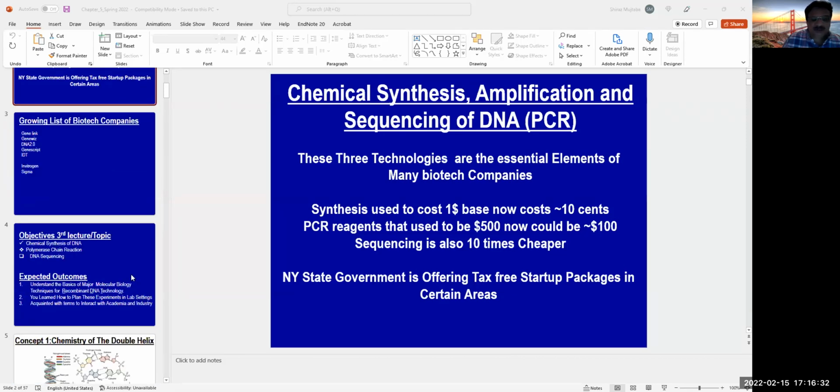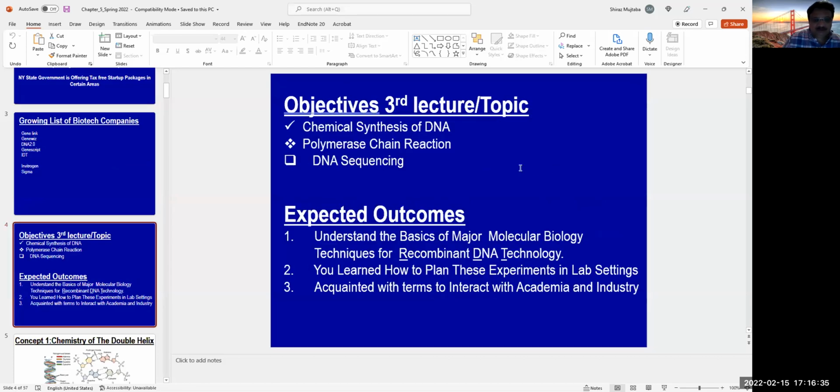So the objective is to learn how DNA is synthesized, and then one of the tools of modern biotechnology is the polymerase chain reaction, and the third is DNA sequencing, right? DNA sequencing is at the heart of finding out the variants, right? The variants of COVID-19. Without sequencing, we cannot find out in which way the pandemic is going.